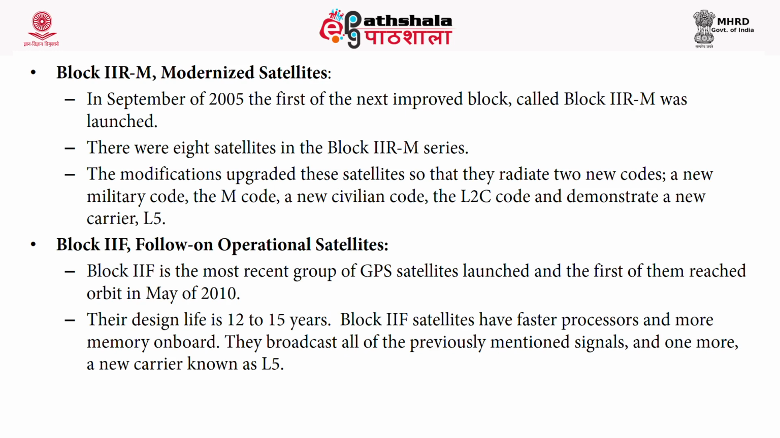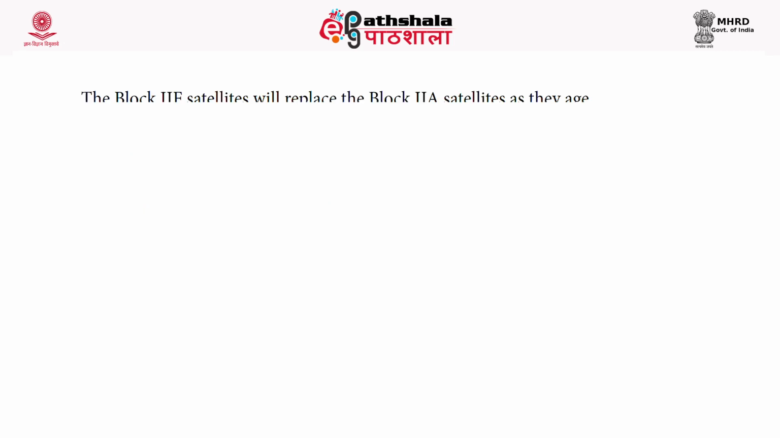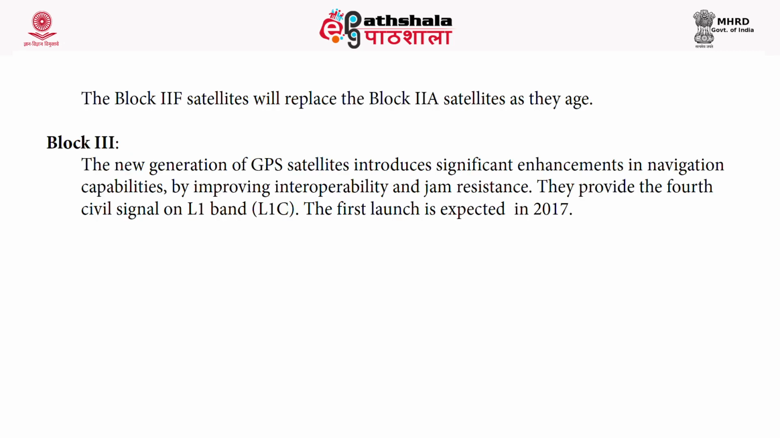The Block 2F includes the follow-on operational satellites. Block 2F is the most recent group of GPS satellites, and among them the first satellite reached the orbit in May of 2010. The design life is about 12 to 15 years. Block 2F satellites have faster processors and more memory on board. They broadcast all of the previously mentioned signals and one more, a new carrier, that is known as L5. The Block 2F satellites will replace the Block 2A satellites as they age.